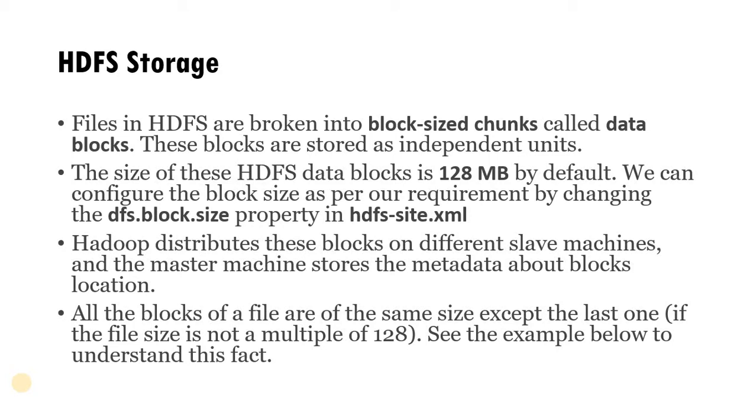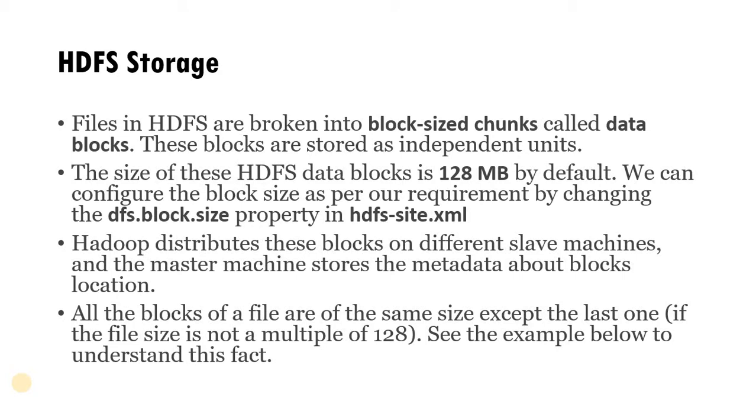Suppose my file size is 228 MB, then this whole file is divided into different blocks, and each block has size 128 MB by default. We can configure the block size as per our requirement by changing the dfs.block.size property in hdfs-site.xml. Suppose I want to change the default size and make it 228 MB. At that time there is one XML file, hdfs-site.xml, and we need to change the property dfs.block.size in that file. That is how we can change the default block size.